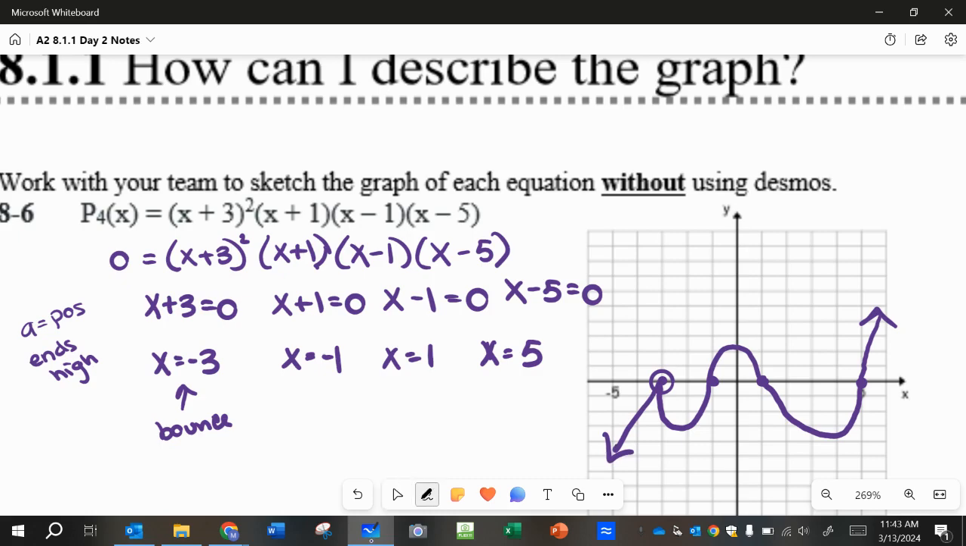So again, a is positive. This number in front, it's a 1. So it's positive, so that means it ends high. So I end it high. Then I just draw it backwards. I go through, I go through, I go through, and then I bounce.